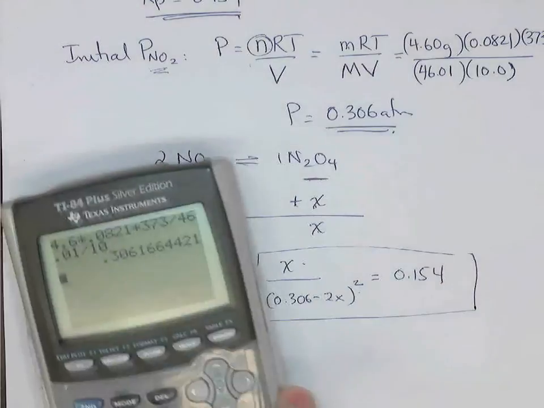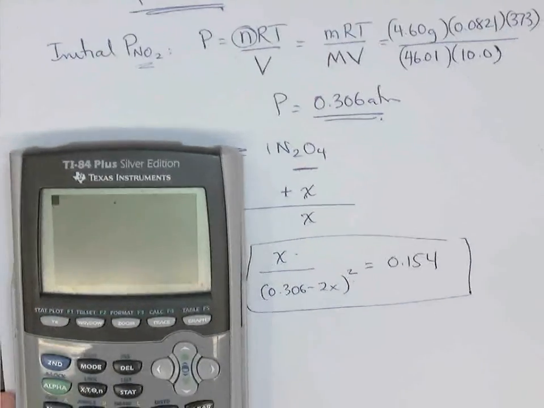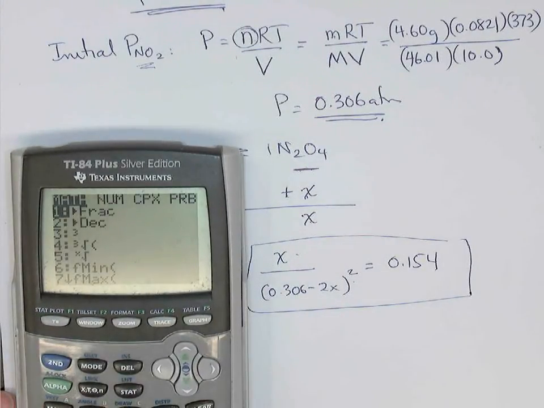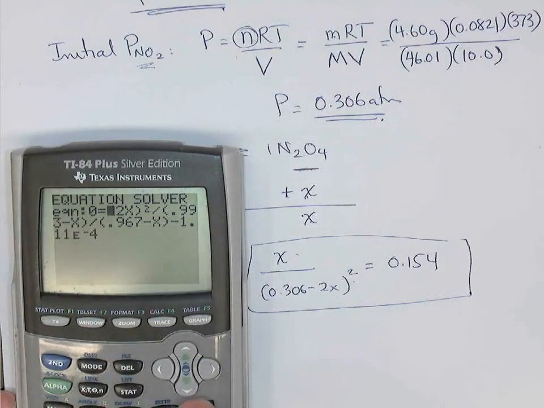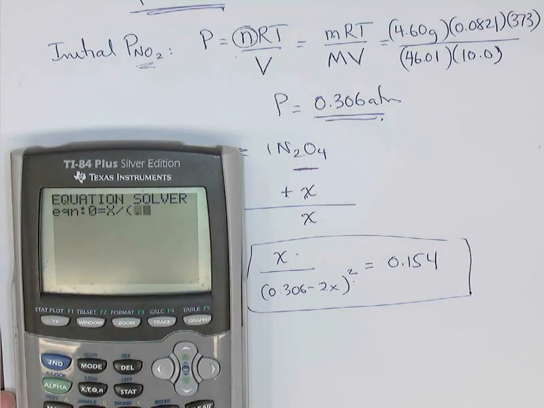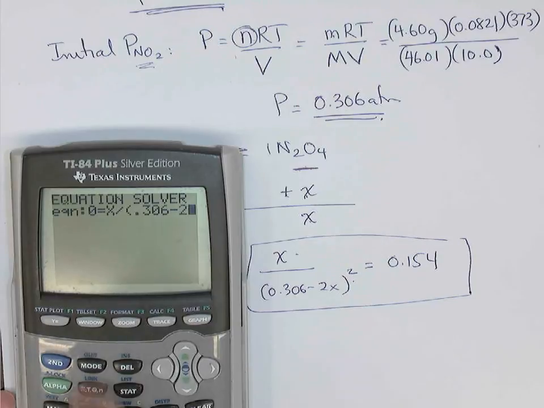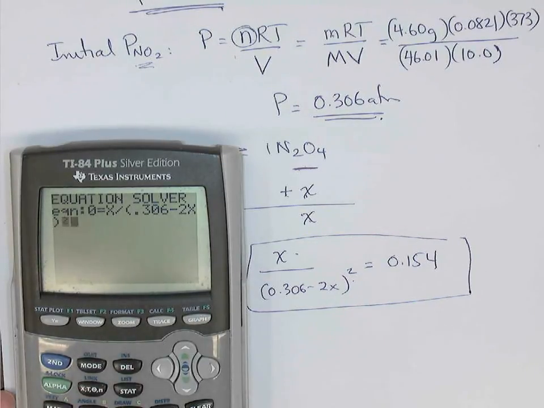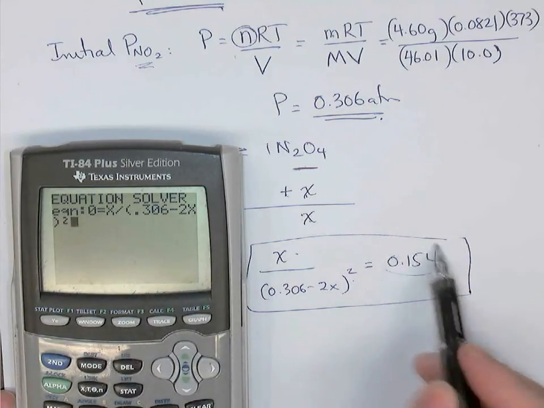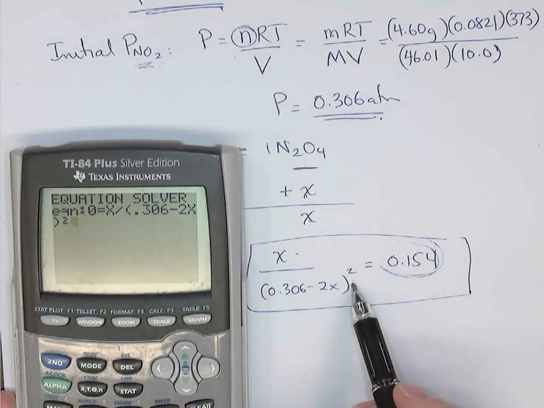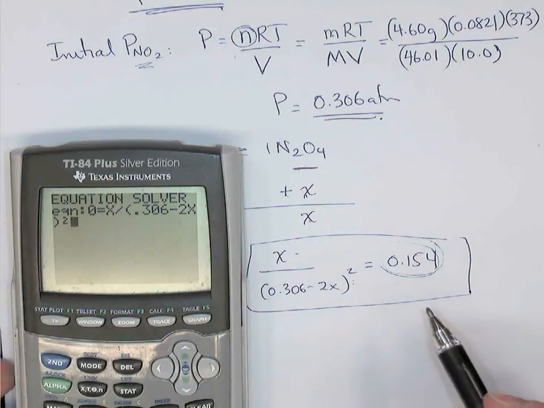So I'm going to use the solver again on my graphing calculator. I'll type the math button and then scroll down to the solver. I'll press the up arrow to get into the equation and clear my previous equation. So I want to type in x divided by bracket 0.306 take away 2x close bracket squared. Now remember the solver has to be 0 equals, so I'm going to take the 0.154 and just bring it to the other side and type minus 0.154.